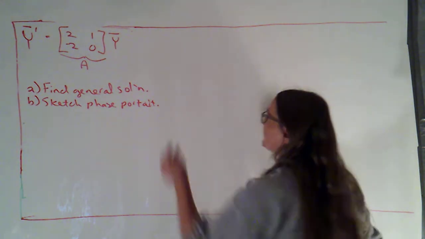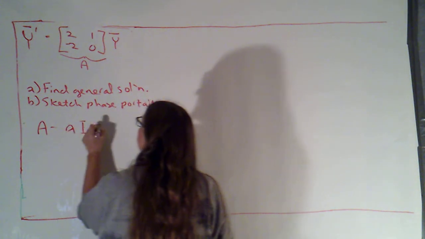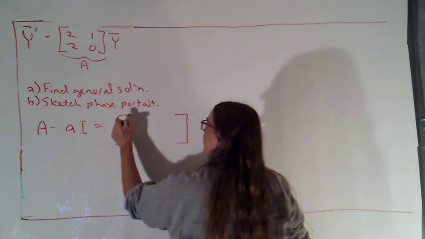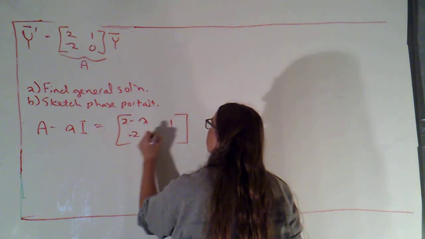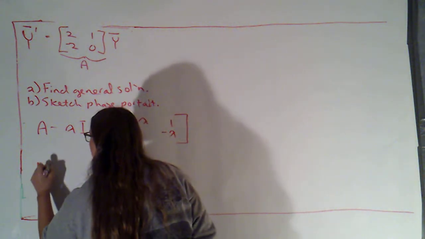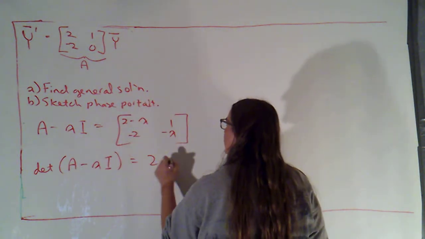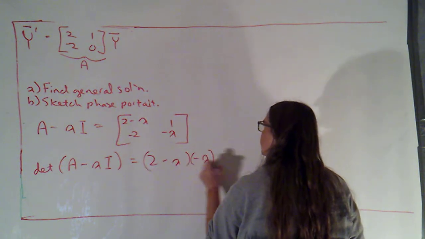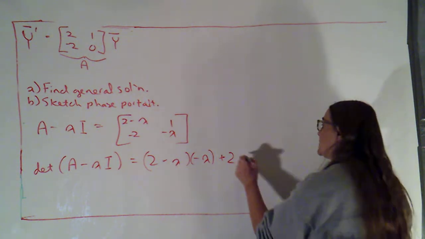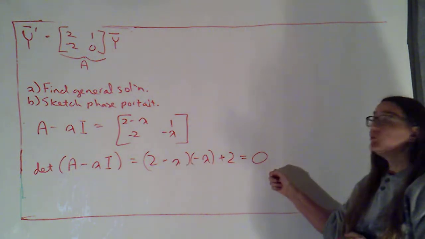Welcome back. Okay, so if this was A, I'm looking for A minus lambda I, which would be the matrix I get if I subtract lambda from the main diagonal. So that's going to be 2 minus lambda, 1, negative 2, negative lambda. Okay, that's that matrix. I'm going to now take the determinant of A minus lambda I. So that's going to be 2 minus lambda times negative lambda, minus a negative 2 is going to be a plus 2. And my characteristic equation is when I set that equal to 0. The roots of this equation will be my eigenvalues.